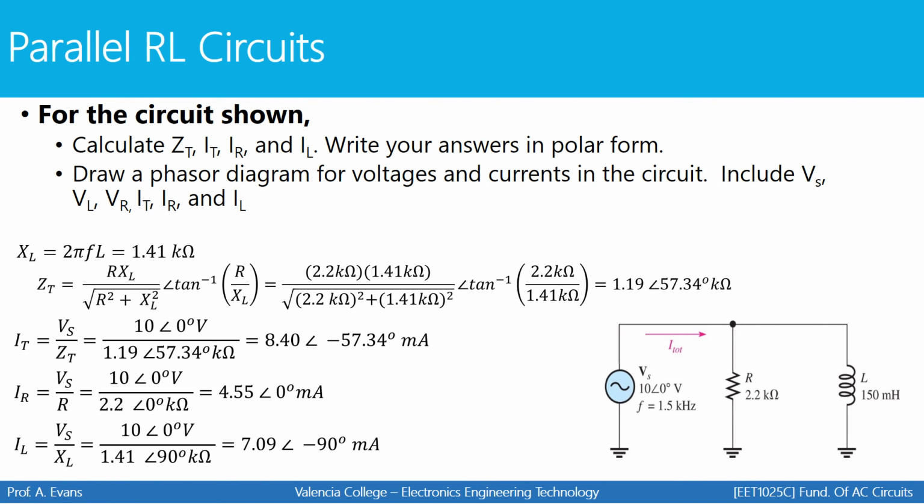I'm going to use Ohm's law as well to find the current for the inductor. Remember, when you write the impedance for the inductor, you're going to take the inductive reactance at an angle of positive 90 degrees. And there's our current through the inductor.